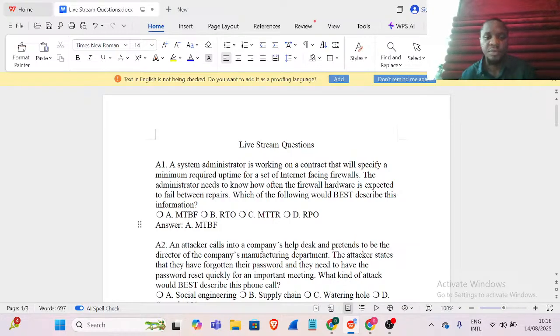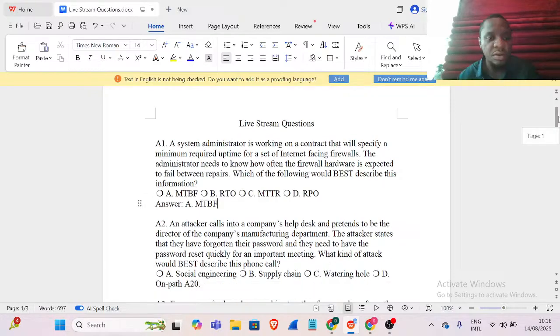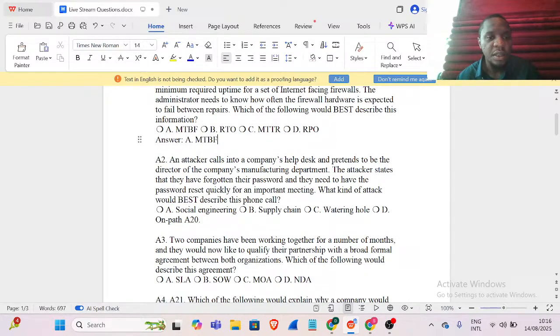So that's it. An attacker phones into a company's helpdesk and pretends to be the director of the company. The attacker states that they have forgotten their password and they need to have the password reset for an important meeting. What type of attack is this? Social engineering, supply chain attack, water holing, or on-path?